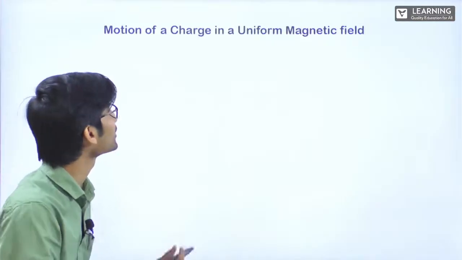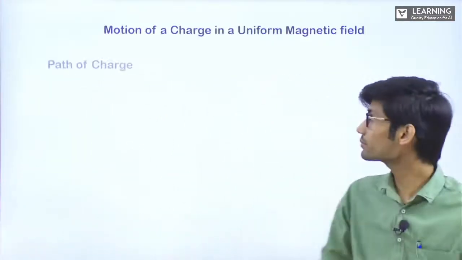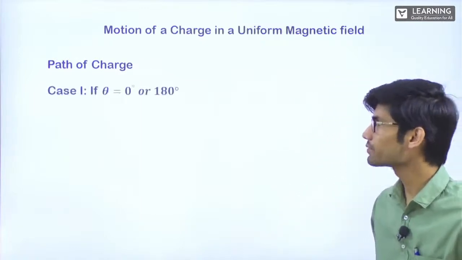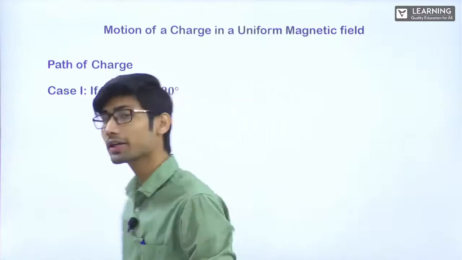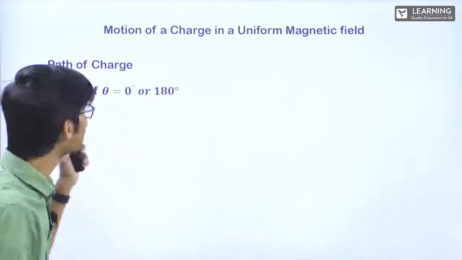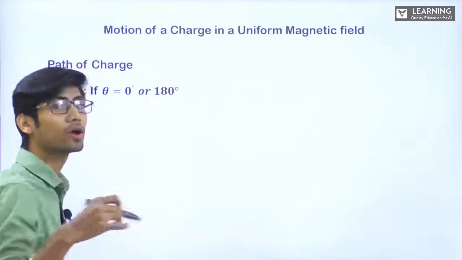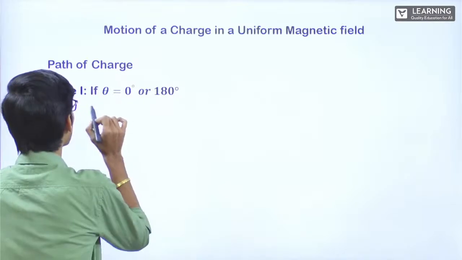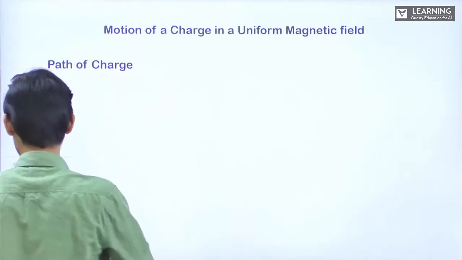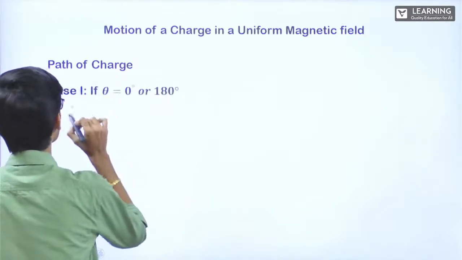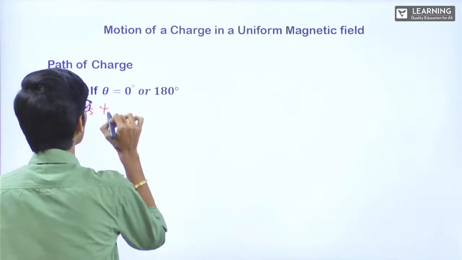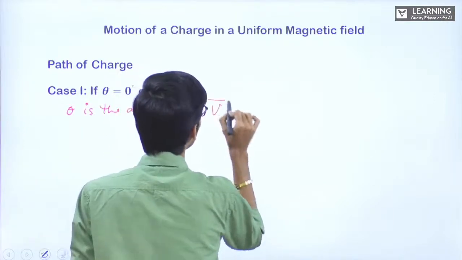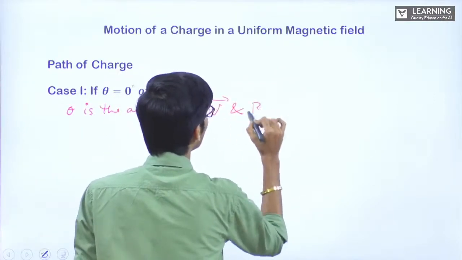So motion of a charge in a uniform magnetic field. We'll see the path. Motion means we'll see the path of charge. Case 1, if theta is 0 degrees or 180 degrees. What is this theta here? It is the angle between velocity and magnetic field. Clear? Angle theta is the angle between V vector and B vector.